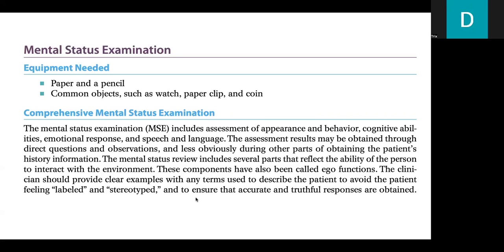The mental status review includes several parts that reflect the ability of the person to interact with the environment. These components have also been called ego functions. The clinician should provide clear examples with any terms used to describe the patient to avoid the patient feeling labeled and stereotyped, and to ensure that accurate and truthful responses are obtained.